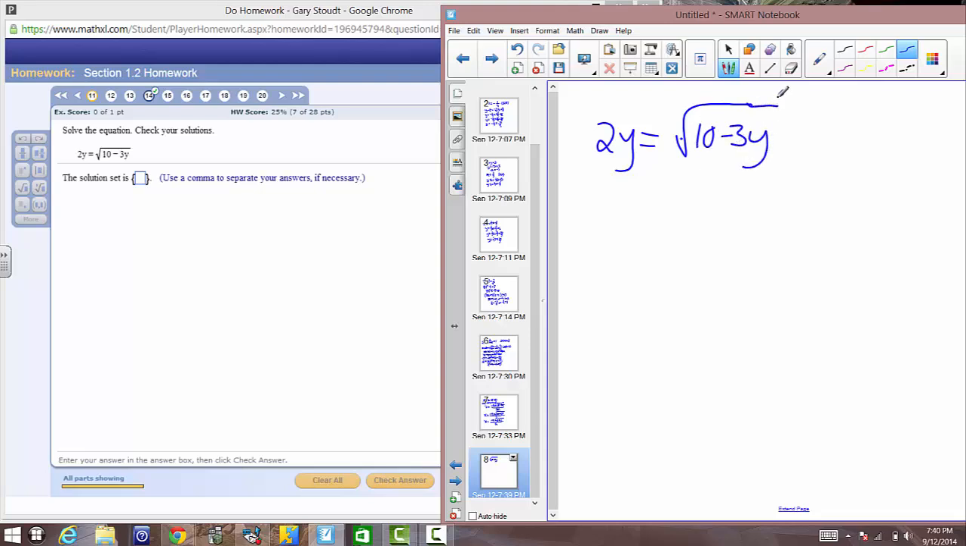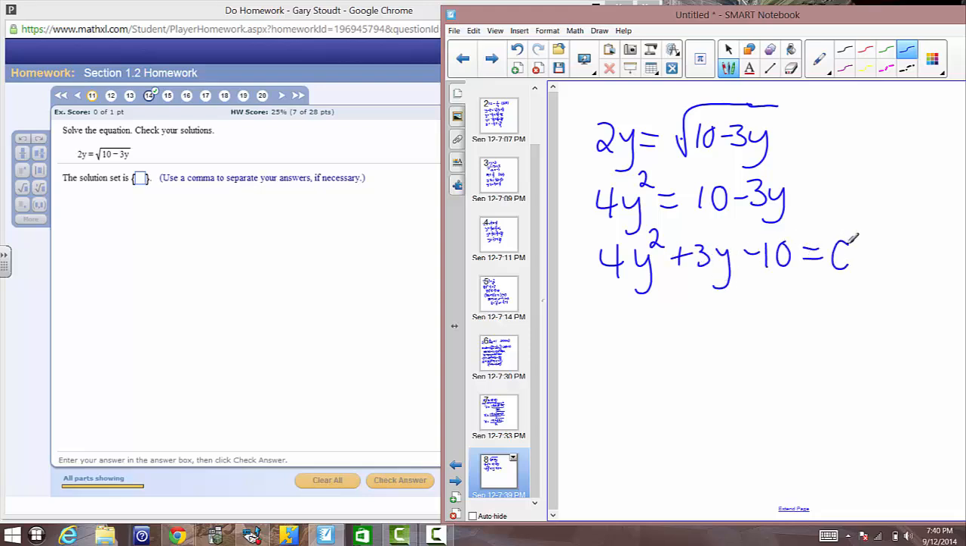Now when we want to solve square root equations, what we do is apply the squaring function to both sides. So 4y squared. And now you'll notice that the square root is gone. And again, we have another quadratic equation. 4y squared plus 3y minus 10 equals 0. And you can see if this factors. You can try the quadratic formula. Now in this case we have 4 and 10, which gives us 40, and I can think of factors of 40 that actually give us 3, namely 8 and 5.